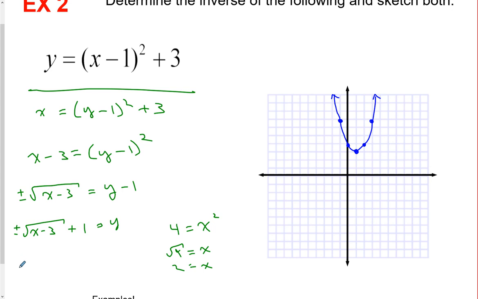Let's write it as such. I'm going to go f to the negative 1 of x is plus or minus the square root of x minus 3, plus 1.